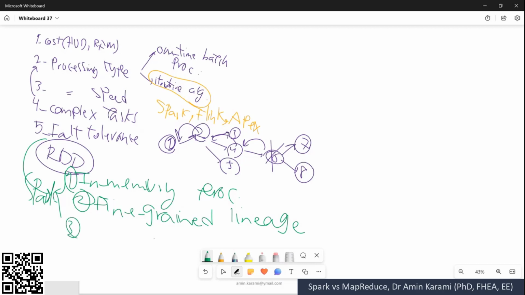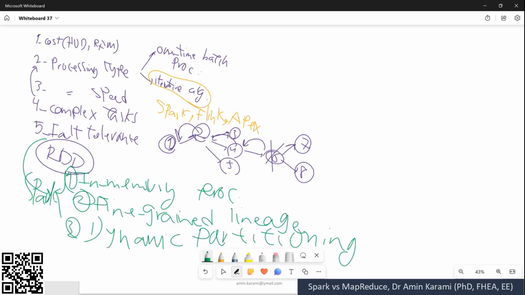Another one that we need to consider is dynamic partitioning. So these are advantages over MapReduce. Spark supports dynamic partitioning, which allows it to adaptively repartition data when failures occur. This helps in balancing the workload across available nodes and improves fault tolerance.